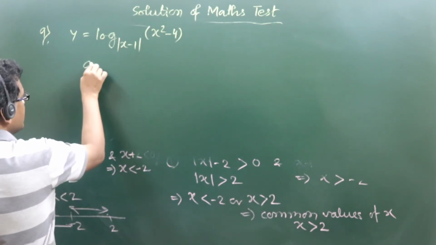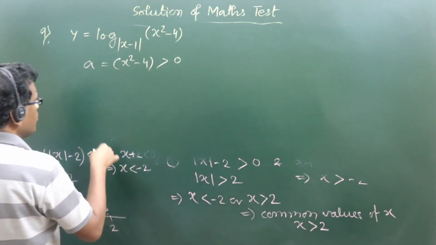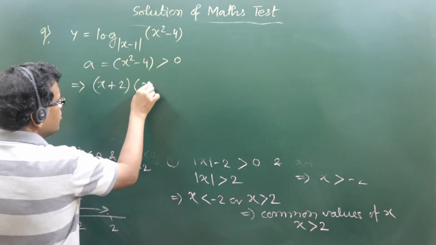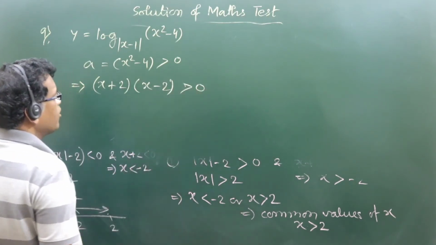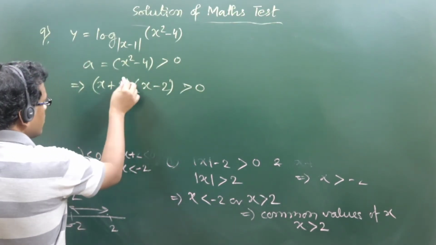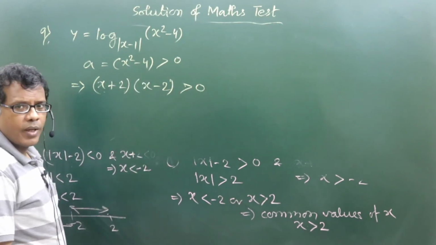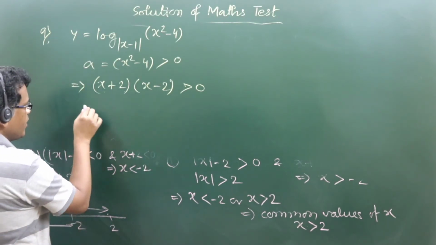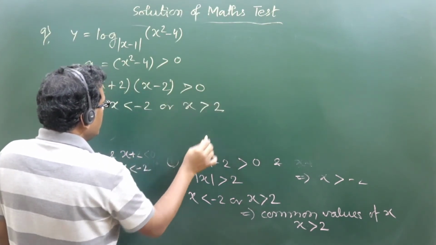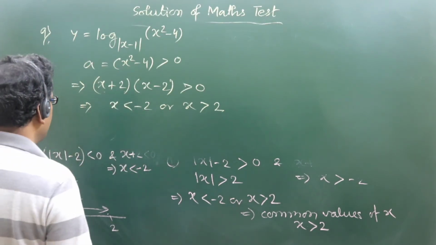First of all, that is A, which is x square minus 4, that needs to be positive, and we know that this implies x plus 2 into x minus 2 needs to be positive, because log should always be defined for a positive quantity. So the product of x plus 2 and x minus 2 should be positive. It is the breaking of x square minus 4 as a plus b into a minus b. So from this we can write x less than minus 2 or x greater than plus 2. That is the permissible range of x to make x square minus 4 positive, right?